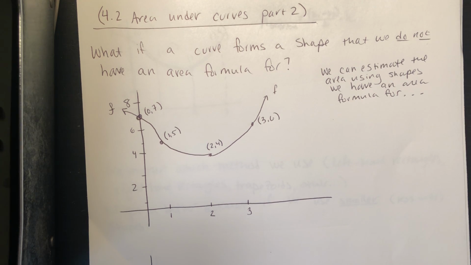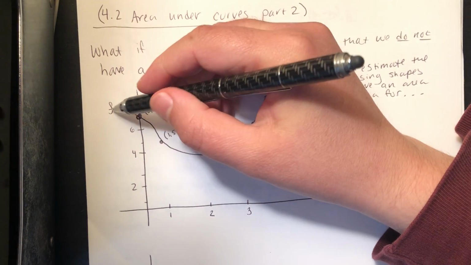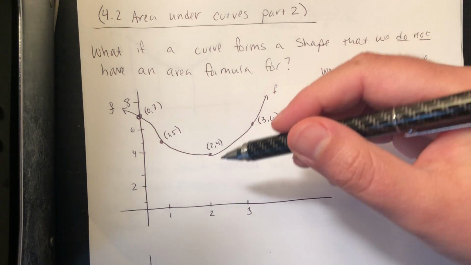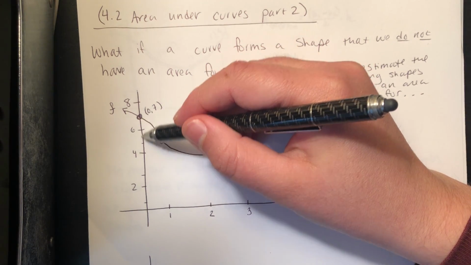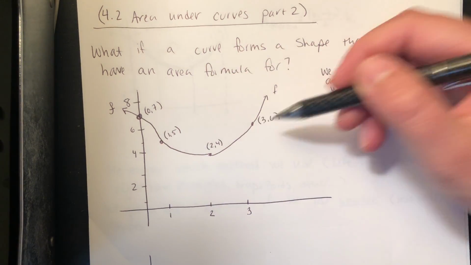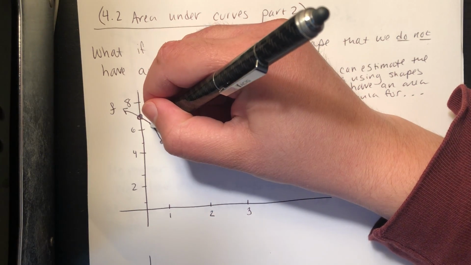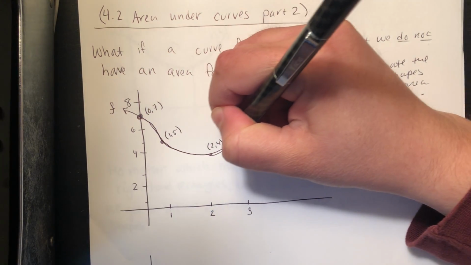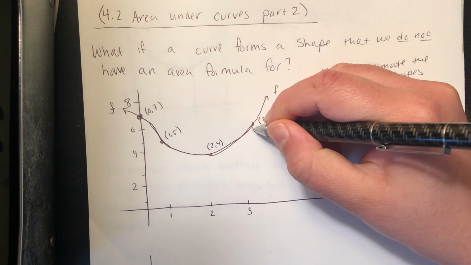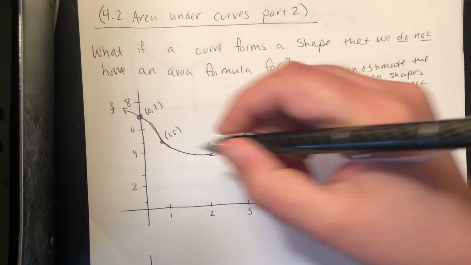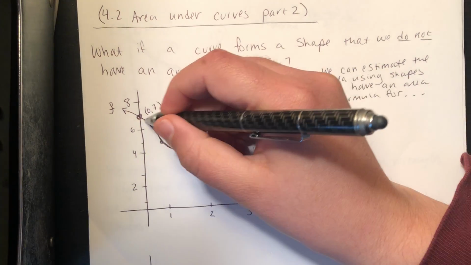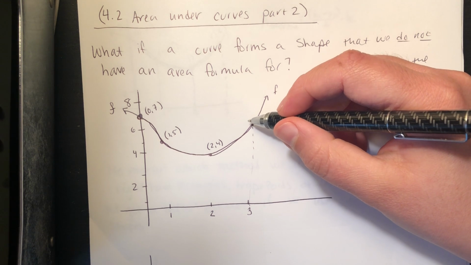If you have some sort of a curve, right, we don't necessarily have, right off the bat, a formula to tell us the shape of this area here, for example, right? If we wanted to find the area between this curve and the x-axis over this interval here, well, what the heck kind of shape is that? I don't even know what you would call that.